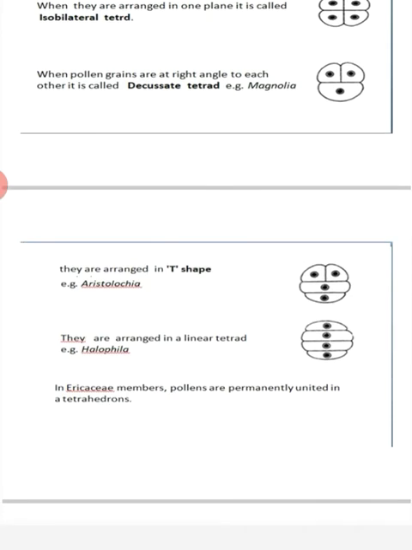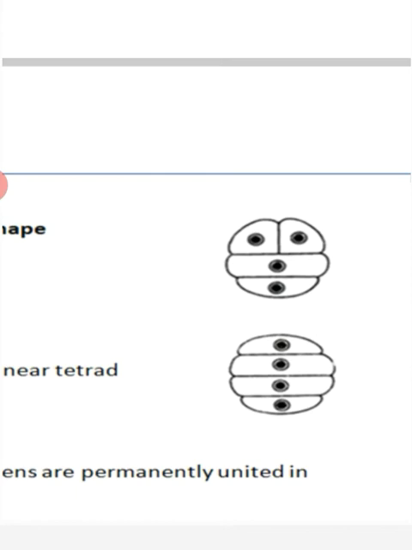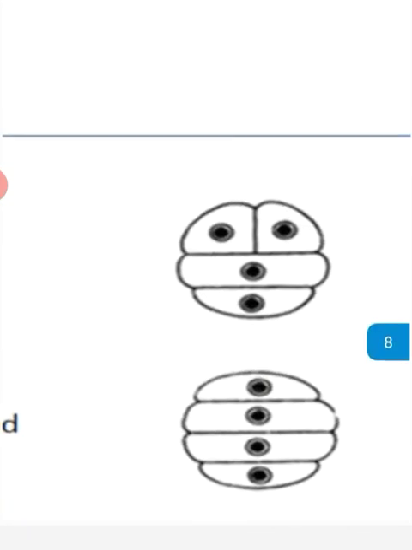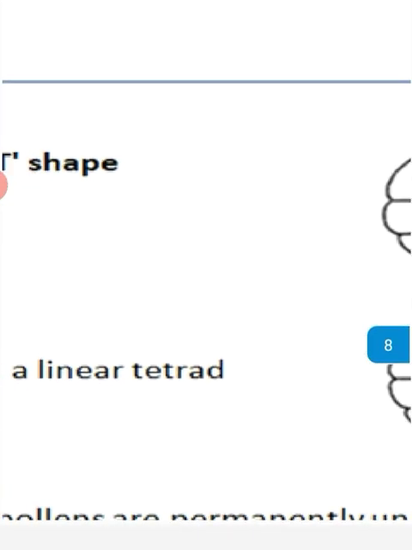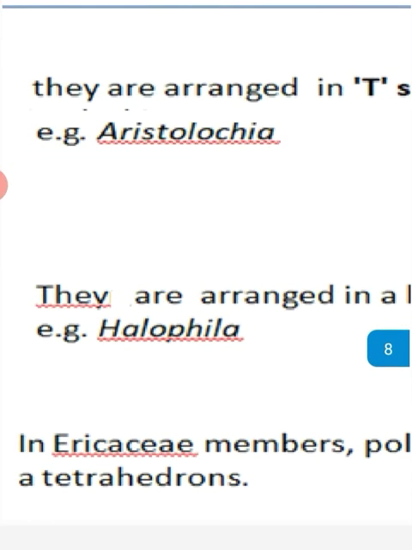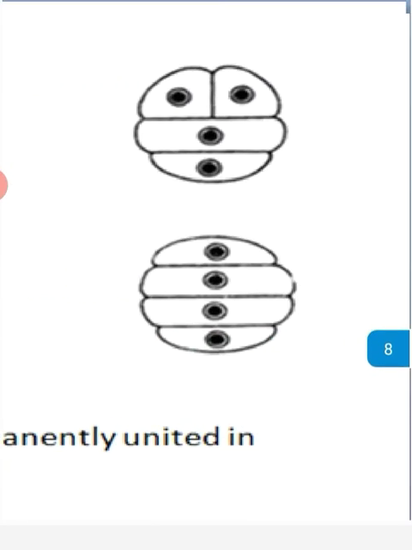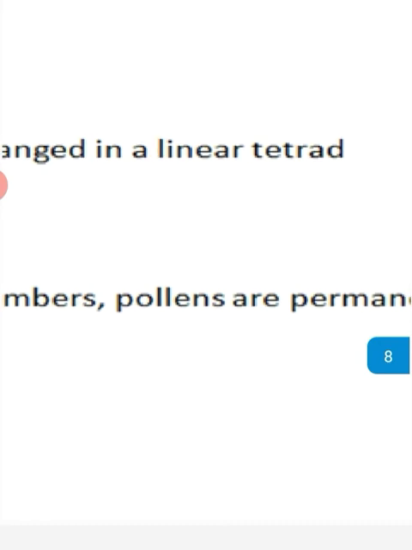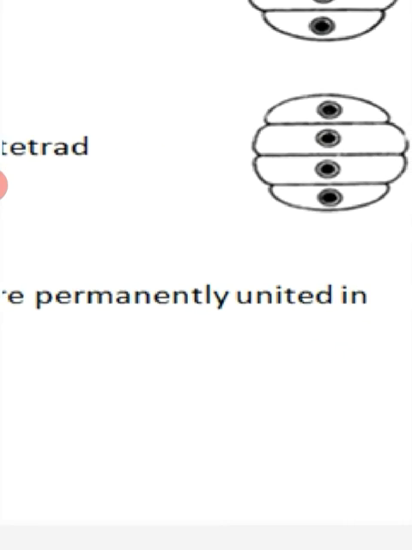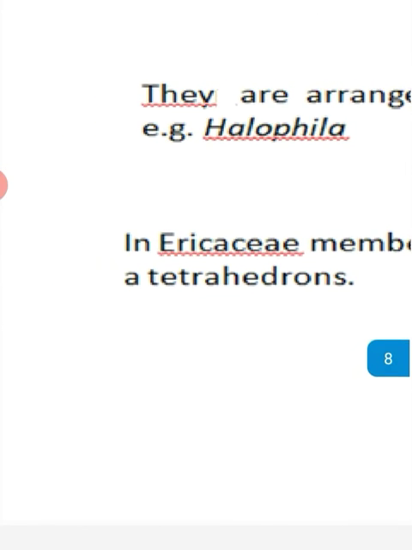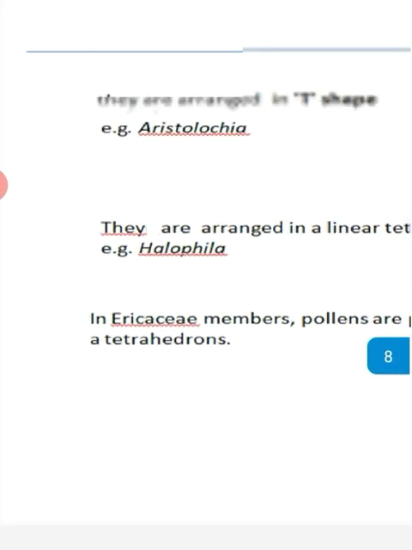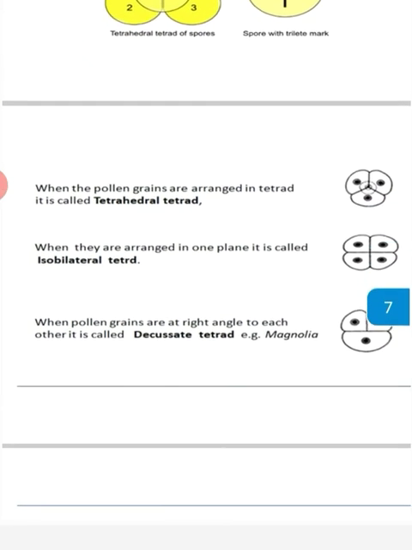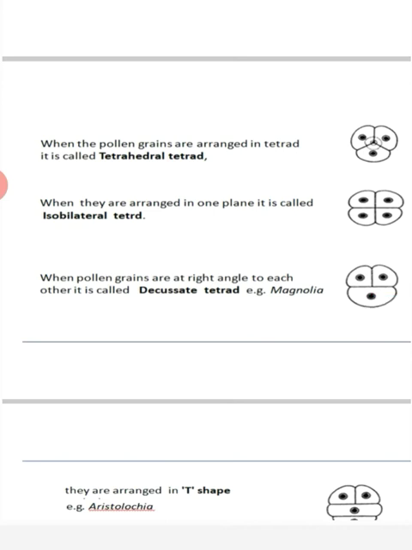In Aristolochia, cells are arranged in the T-shaped manner. Four spores are there and they produce a T-shaped structure. In Halophila, they are arranged in the linear tetrad. That means they are arranged in the linear sequence. And in the Ericaceae members, pollens are permanently united in tetrads. They never separate.